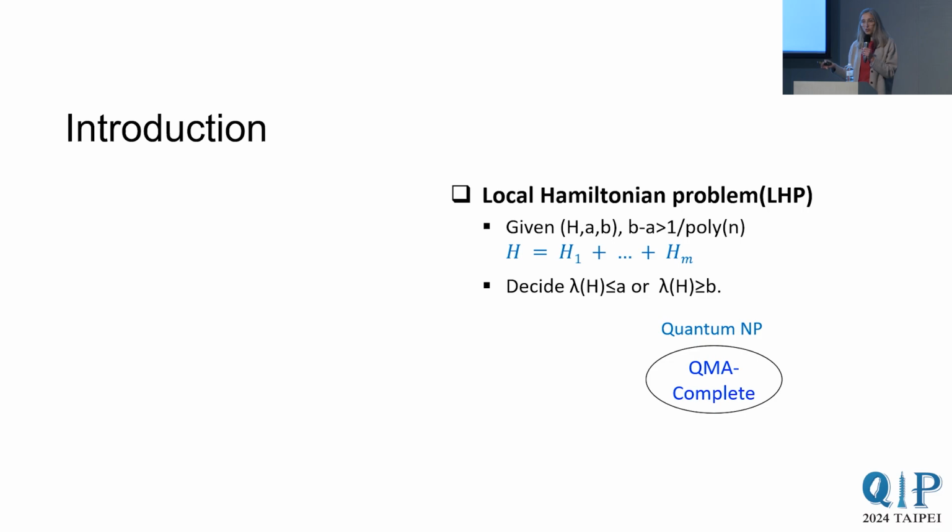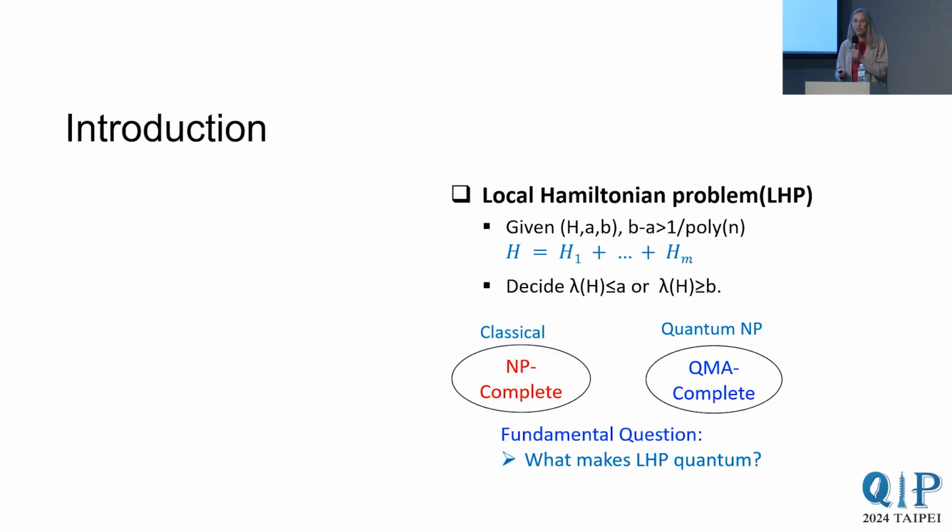So this is the quantum version of NP. The verifier can be given a quantum witness as opposed to a classical one, and the verifier is a quantum polynomial time algorithm. And we strongly believe that QMA is a strictly larger class than NP. In particular, we believe that QMA-complete problems are strictly harder than their NP-hard equivalents. So the local Hamiltonian problem can be seen as a quantum version of Boolean satisfiability, or more generally, constraint satisfaction.